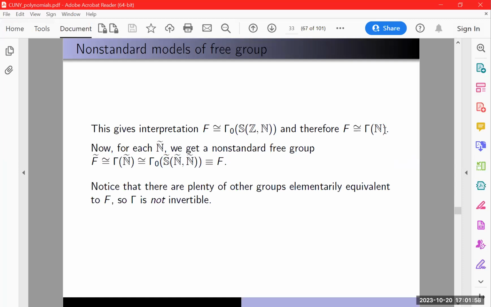Now, an immediate note here is that this F tilde that we get this way is elementarily equivalent to F, but of course there are plenty of groups that are not like that, for example surface groups. What it means is that this interpretation actually is not invertible. It was clear before anyway, but now, an extra sanity check.